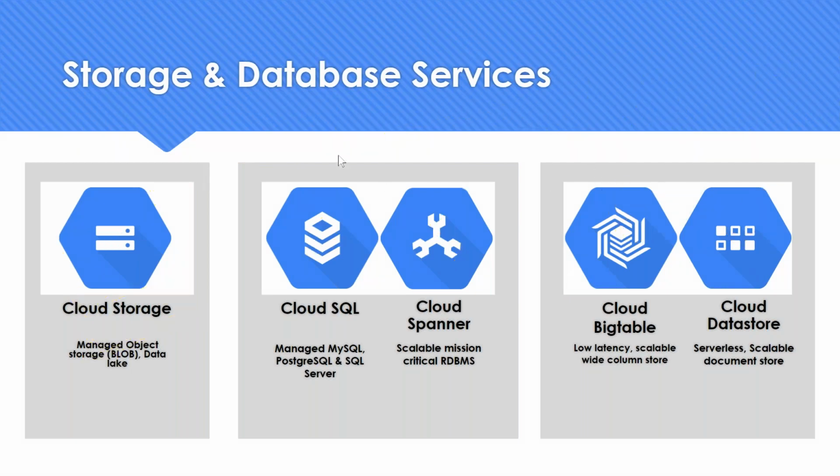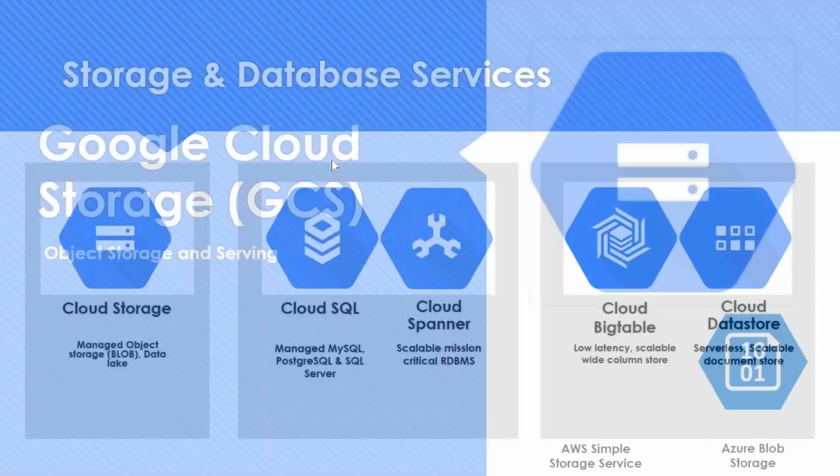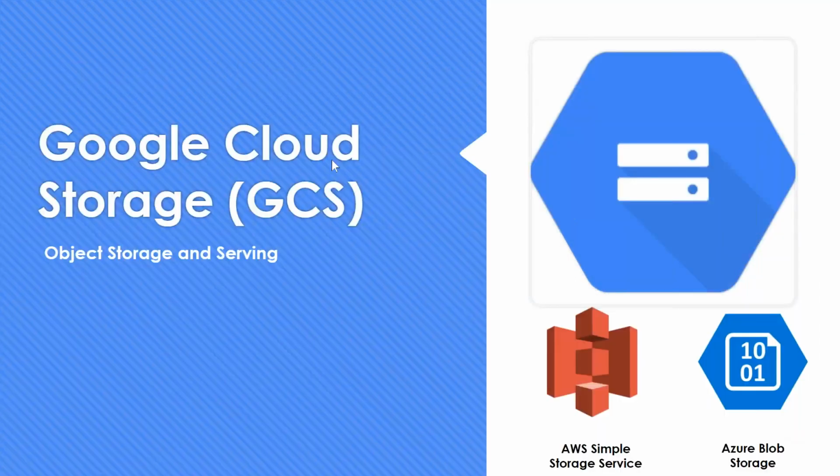So let's jump into our first submodule, Cloud Storage, Google Cloud Storage. GCS in short, object storage and serving. The equivalent of this in AWS is your S3 bucket, Simple Storage Service. Not a good name to remember. Same is the case with Google Cloud Storage. But Microsoft namings are really good: Blob Storage, binary large object storage. And if you see, all these are binary large object storage.